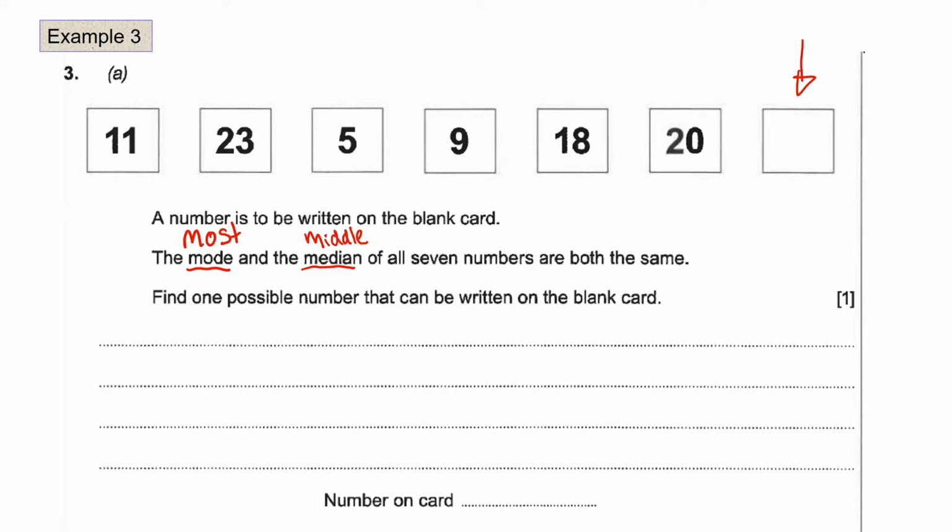Okay, so this now is bringing together things that we've learned last lesson on the mode and then what we've just learned on the median. So what do we know? The mode is the most, so there must be another one of these numbers, which is going to be this here. And the median is going to be the middle number, and they are both the same. So what I would say first of all is to write these numbers in order, because that's what we would need if we needed to work out the median.